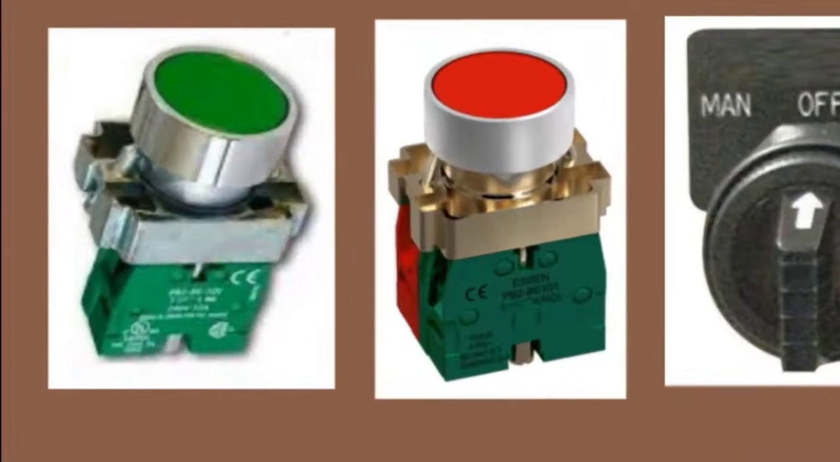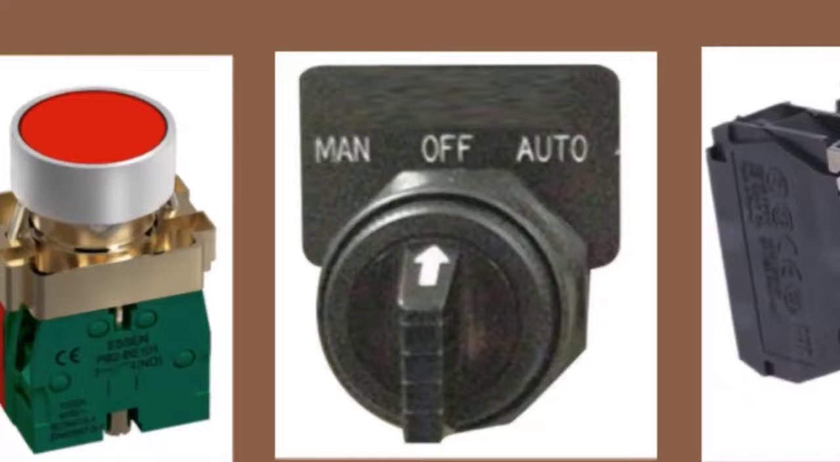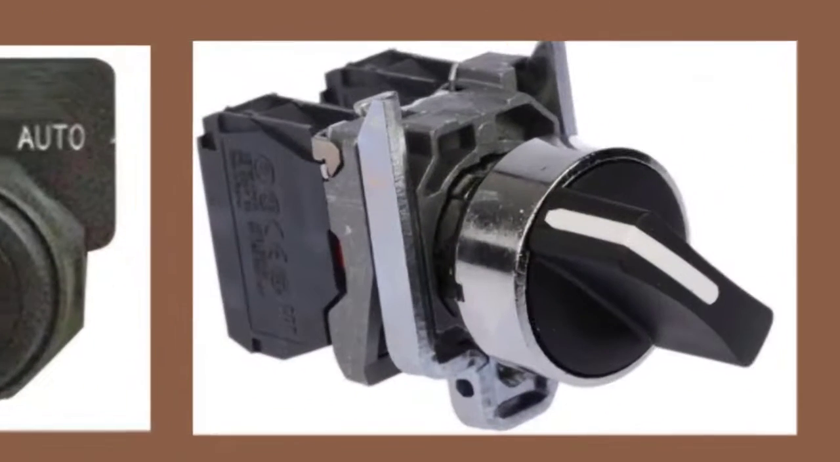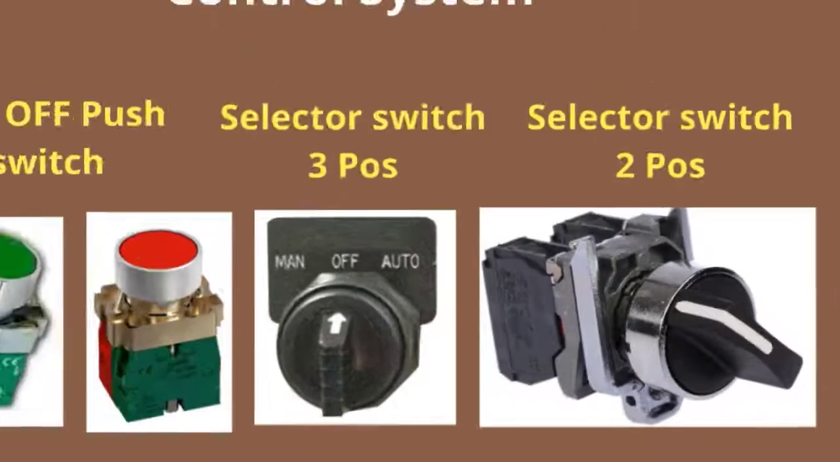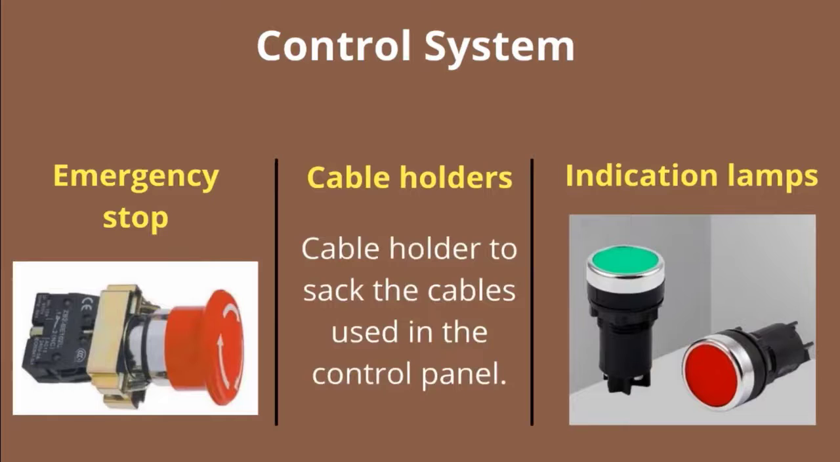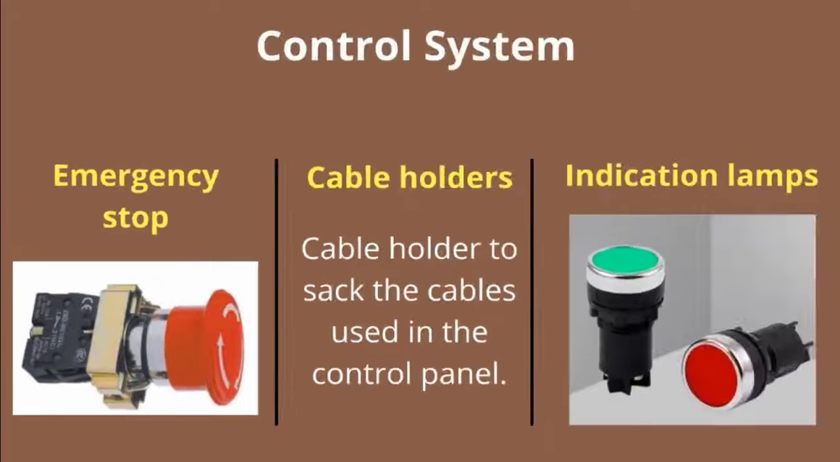On-off push button switch. This push button is used to control the equipment. 3-position selector switch. Used for auto manual selection in the circuit. 2-position selector switch. Used to switch off the system. Emergency stop switch. This switch is used to stop equipment instantly. Cable holders. Cable holders are used to stack the cables in the control panel.